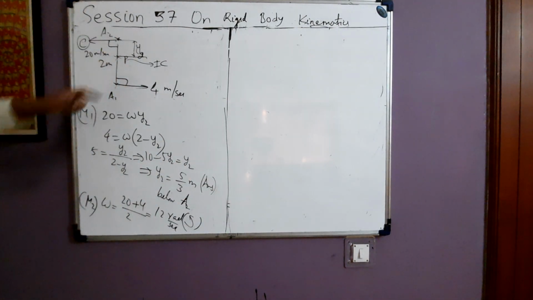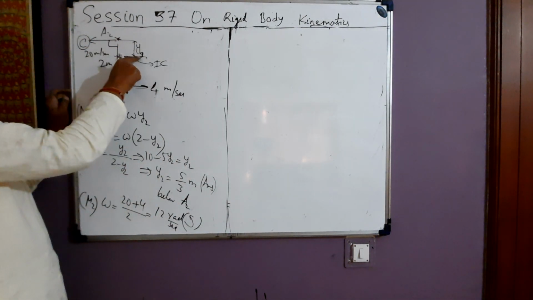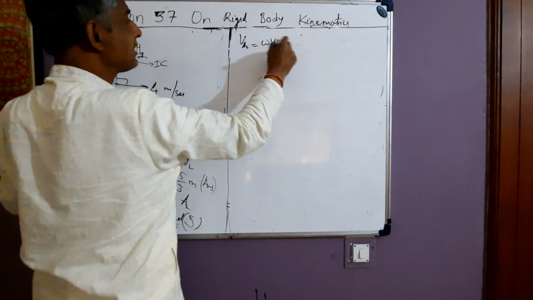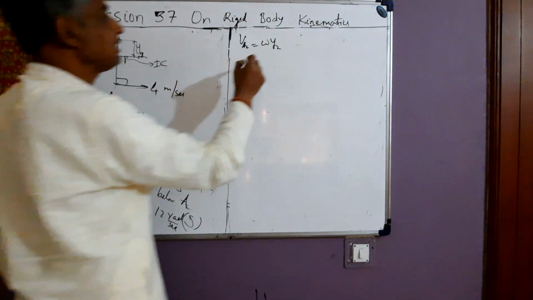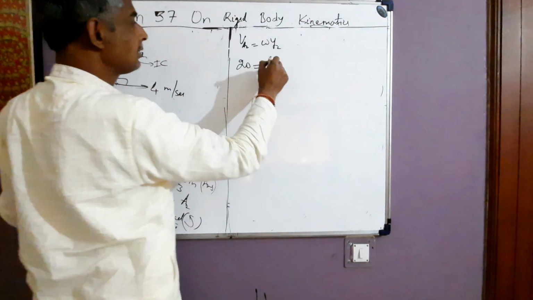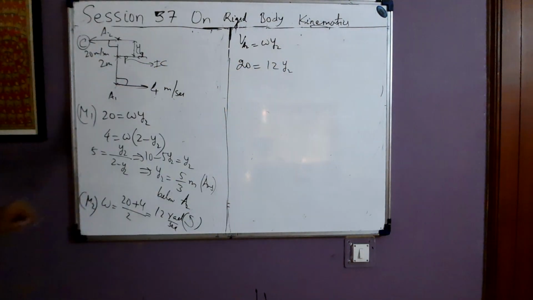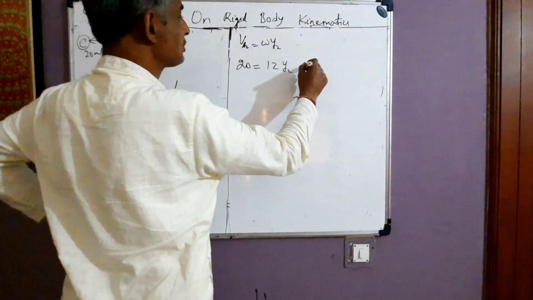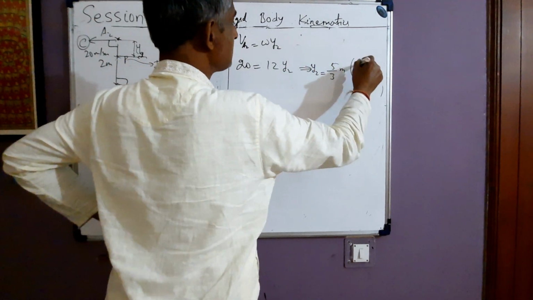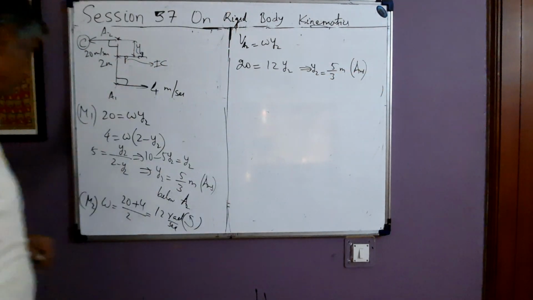Now we take any of the 2 points. A2 is at a distance y2 from the IC, so VA2 will be written as omega y2. VA2 is 20, so 20 is equal to omega, which is 12, into y2. So y2 becomes 20 by 12, that is 5 by 3 meter. That is the required answer by method 2.